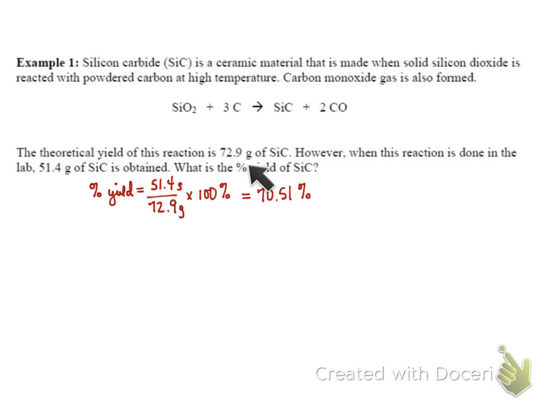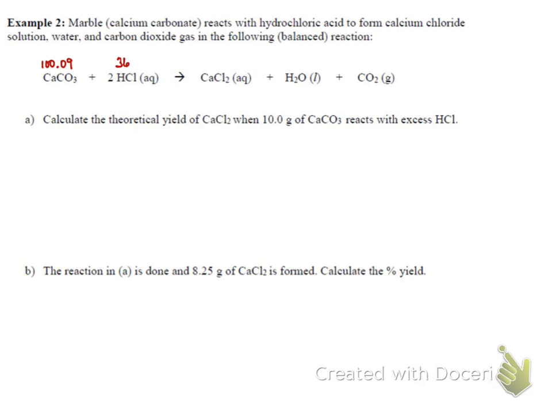So then when the reaction is done in the lab, an actual yield of 51.4 grams of silicon carbide is obtained. So the percent yield is the actual yield, 51.4, divided by the theoretical, times 100 is 71.51%. So this is a more typical reaction.